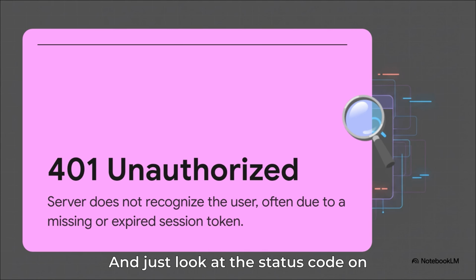And just look at the status code on that red request. 401 unauthorized. This specific HTTP status code means the server is explicitly rejecting the request because it simply doesn't recognize the user. Because the auth token was missing or expired, the backend stepped in and blocked the payment. The front-end UI just didn't know how to handle that error properly, which is what caused that silent spinning. So we found the bug, but we're not quite done yet.